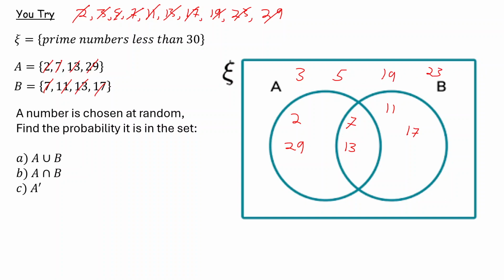And we should have 1, 2, 3, 4, 5, 6, 7, 8, 9, 10 numbers. Good. So then a number is chosen at random again. Find the probability that it is in the set. So the first one, A union B.